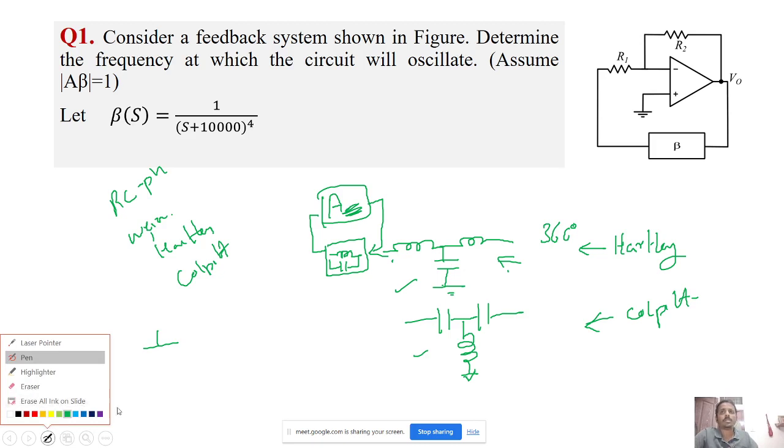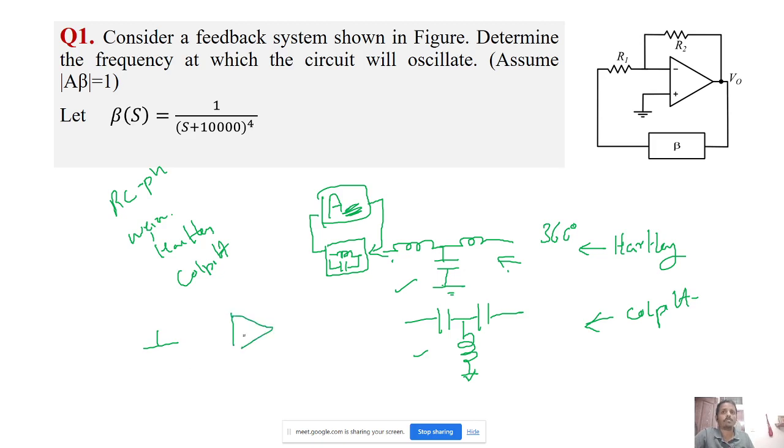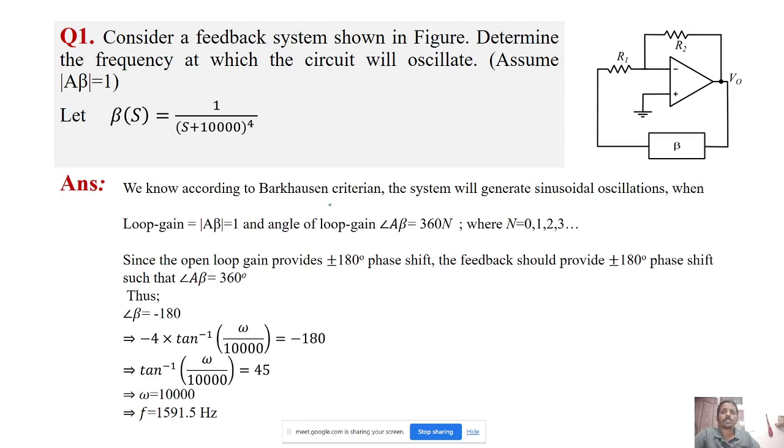In each of these, the forward gain may have produced some phase shift, like 180 degrees. In Wien bridge it is 0, right, and in RC phase shift it was 180. Similarly it will vary in Colpitts and Hartley. So whatever the configuration, the end thing is that it has to satisfy the Barkhausen criterion. Whatever feedback we have taken, we just need to check at what frequency the entire angle A beta is a multiple of 360, so that at that frequency only it will oscillate. Okay, so let us check the solution.